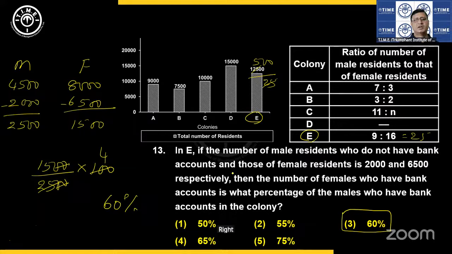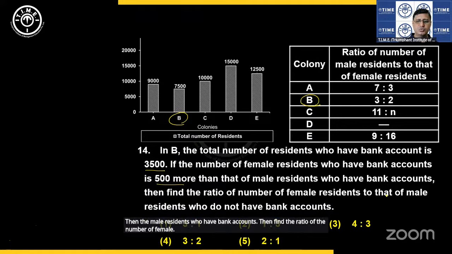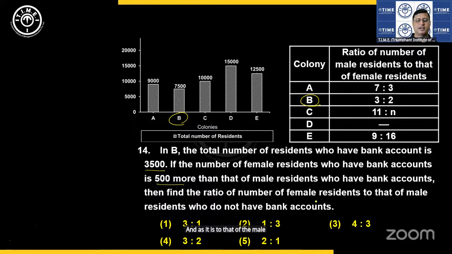Right. Shall we go to the next example? In B, the total number of residents who have bank accounts is 3,500. If the number of female residents who have bank accounts is 500 more than the male residents who have bank accounts, then find the ratio of the number of female residents to that of the male residents who do not have a bank account. Now here we are dealing with the bank account, how many have a bank account?